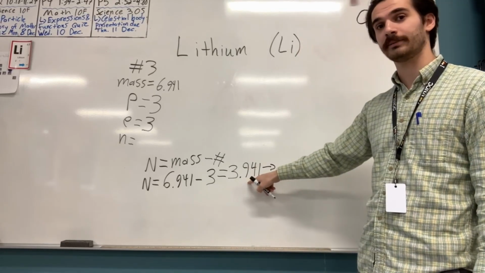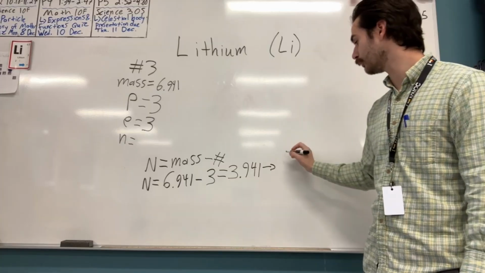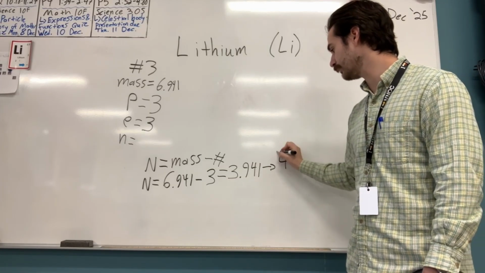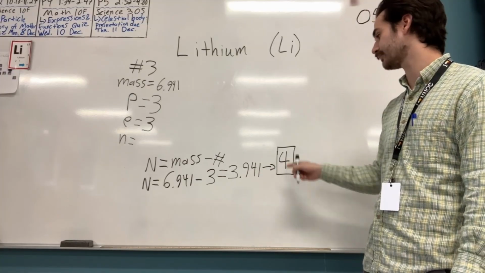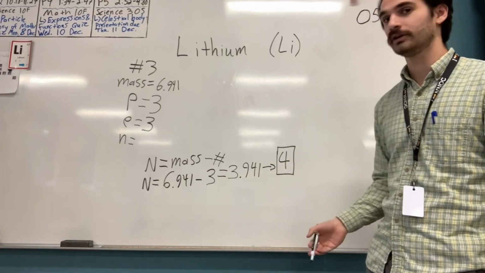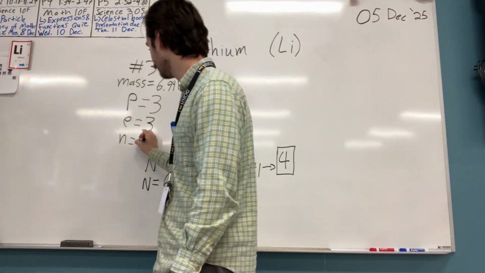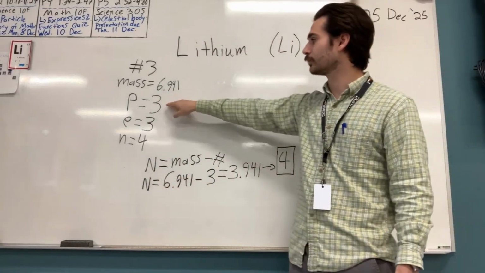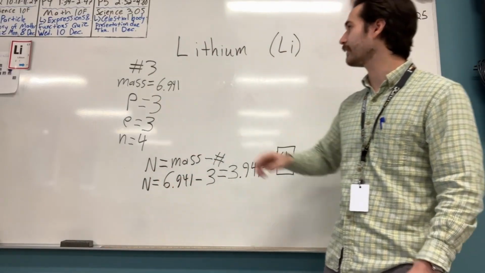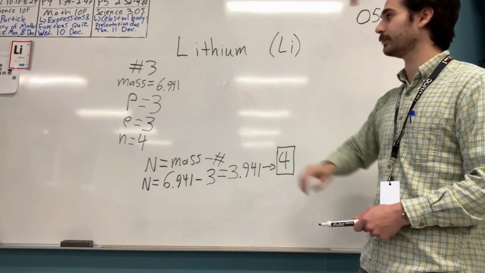So the closest whole number to 3.941 is going to be 4. Right? We can either round it up to 4 or down to 3. 3.941 is way closer to 4. So we're going to round that up to 4, which means our number of neutrons is 4. Now we have protons, electrons, and neutrons, so we have everything we need to draw the Bohr diagram.